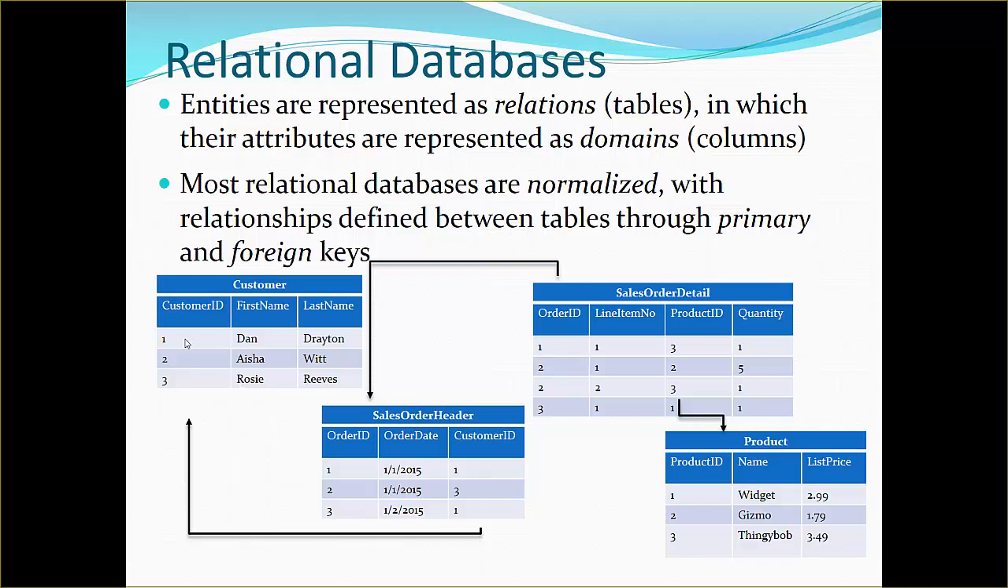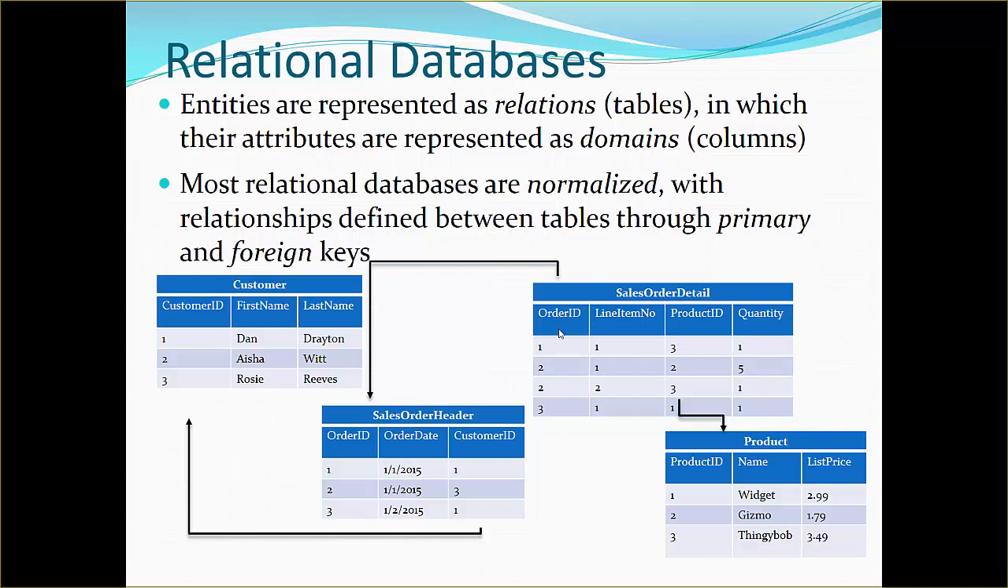You would see that the customer ID 1 actually purchased an order ID of 1 on January 1st, 2015. Okay, now from there you can see that the sales order also relates to the sales order detail via a primary key foreign key relationship, where the order ID of the sales order header is related to the order ID of the sales order detail, right?